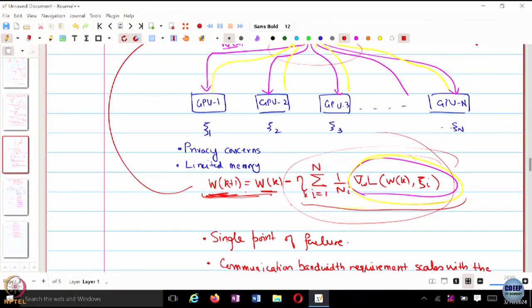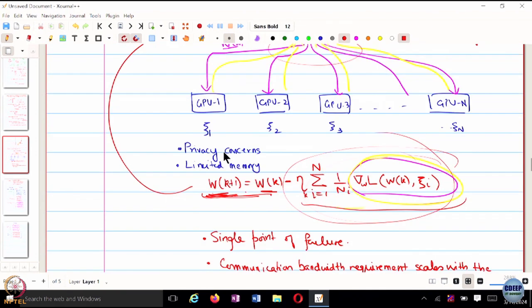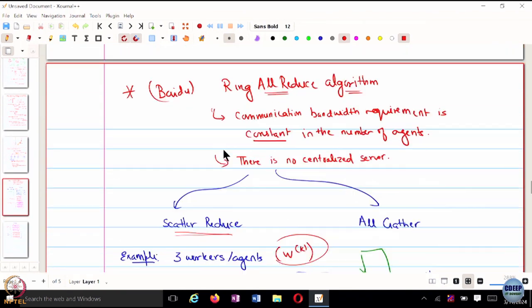So this would basically conclude the k plus 1th iteration of the w k plus 1 algorithm. Now if you look at it, this algorithm is attractive in the sense that the communication bandwidth requirement is much smaller. The time it takes to train the neural network, because you have multiple iterations of ring all reduce involved, compared to the parameter server approach, is definitely larger, right? You have 2 times n minus 1 iterations, which is not the case over here. So that is one difference.